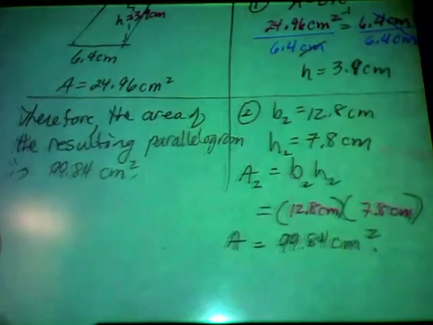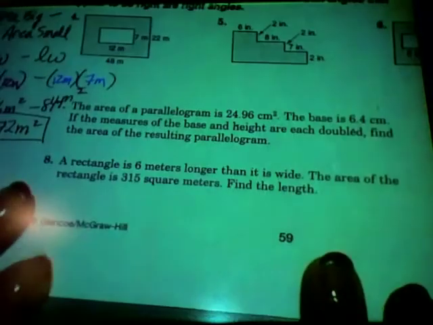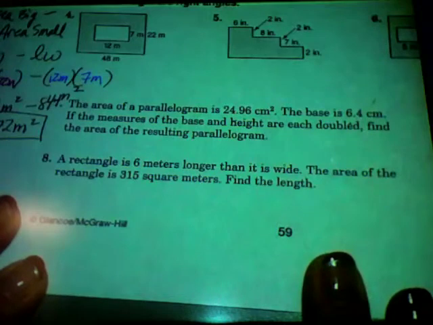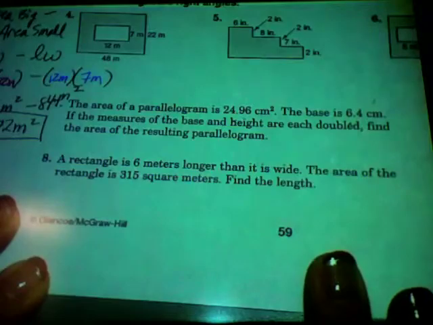Okay, and then let's look at the last one here, number 8. So this time you have a rectangle that is 6 meters longer than it is wide. The area of the rectangle is 315 square meters. Find the length. Okay, so let's draw a picture. And I've run out of black pen, yay. All right, so we're going to draw a rectangle.